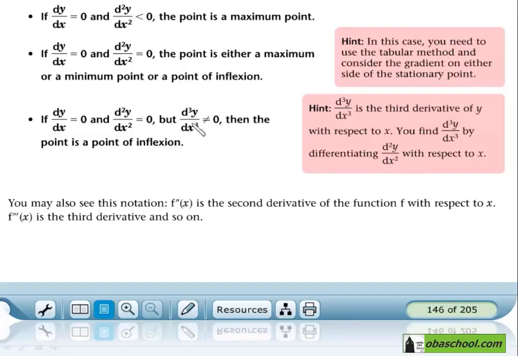You may also see this notation, which is f double prime of x, the second derivative of the function f with respect to x, and f triple prime of x is the third derivative, and so on. So the number of primes defines the number of derivatives made on this function.